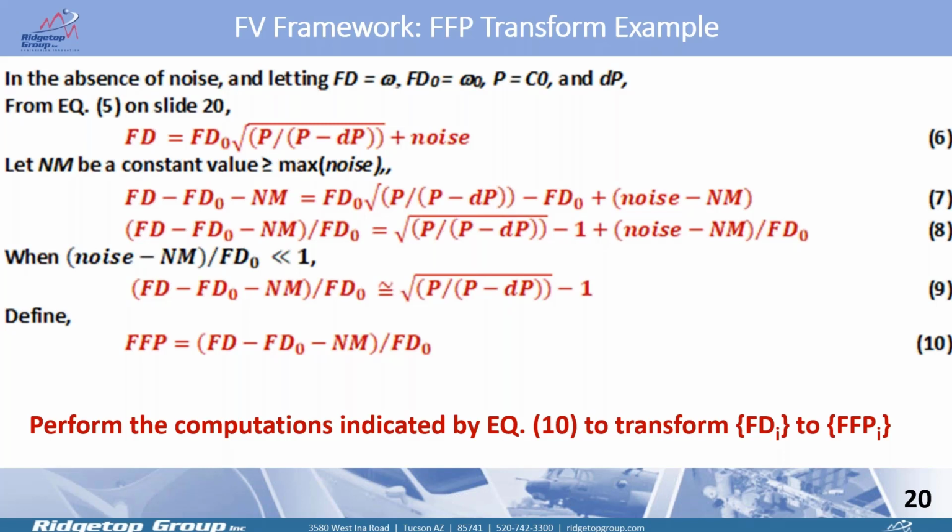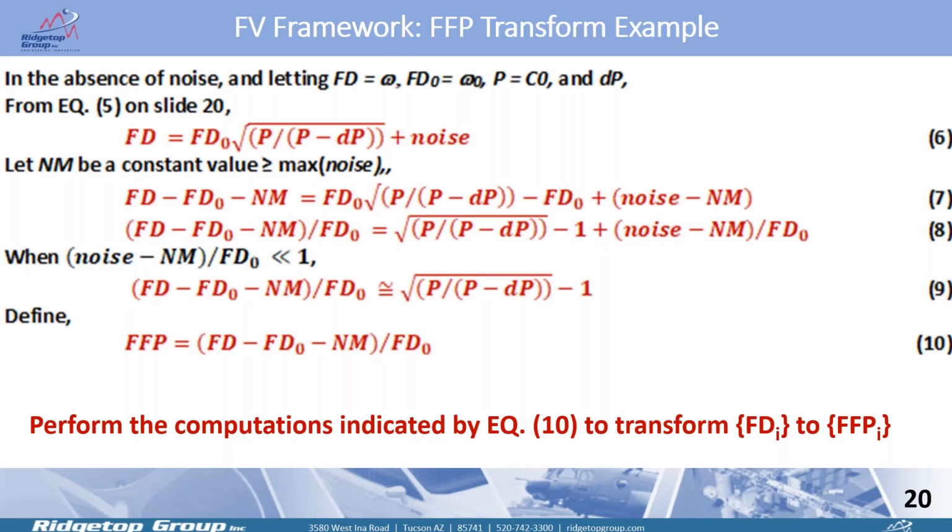And when I take all these equations and do that, I come up with what I call a fault to failure progression signature. And it looks like that.